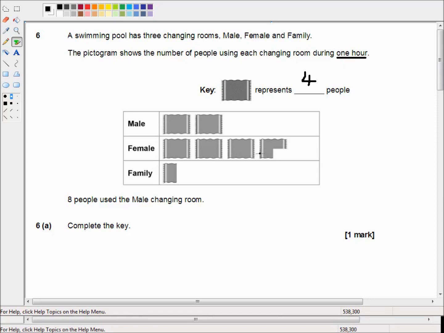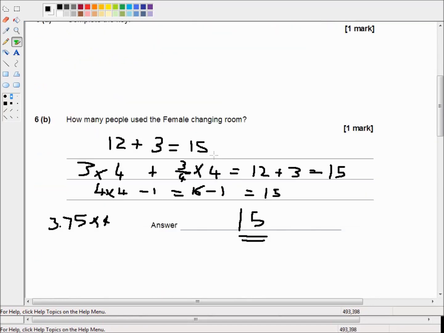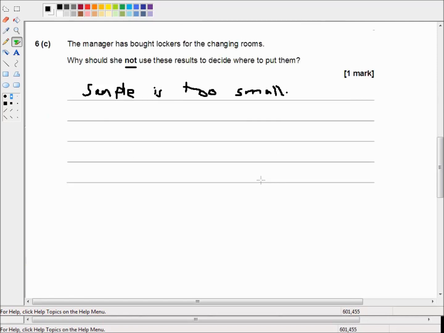They're not looking for a politically correct answer. They're looking for a statistically correct answer. And this is about statistics, not politics. So the issue here is that the sample size is too small and therefore not representative. And that's the answer they're looking for, 1 mark.